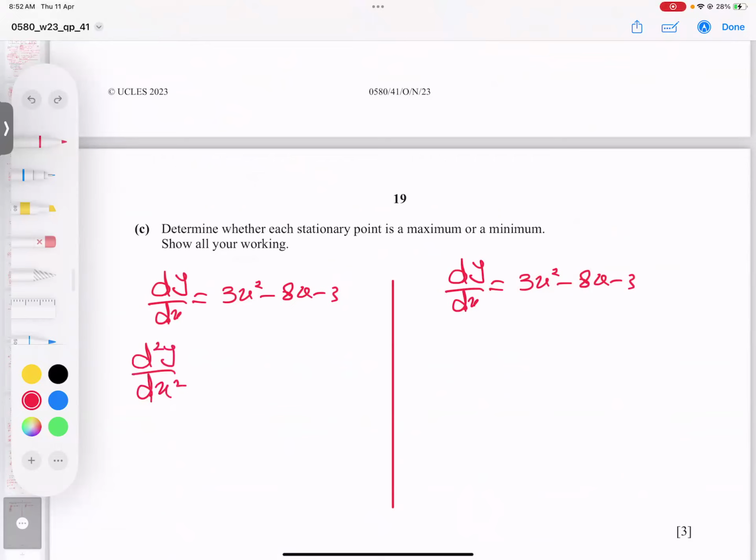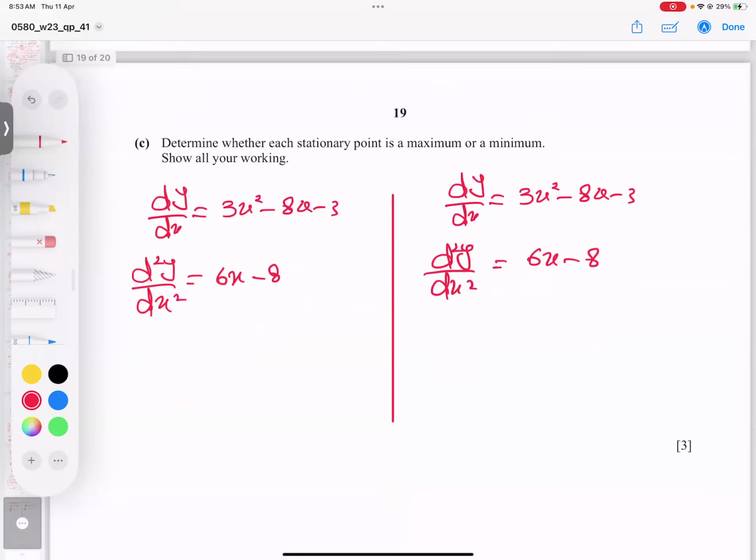Make sure, so what is the derivative? 2 will come down, multiply 6, and power 1 less. 1 you write, you don't write, no problem. And minus 8x becomes 8 only, because 1 times 8 is 8 and power becomes 0. Something to power 0 is 1, I'm not writing. So same story here, 6x minus 8. So I have done second derivative d2y over dx2. Now I'm going for at x is equal to 3 and at x is equal to negative 1 over 3.